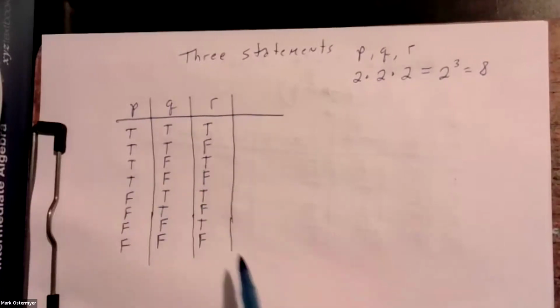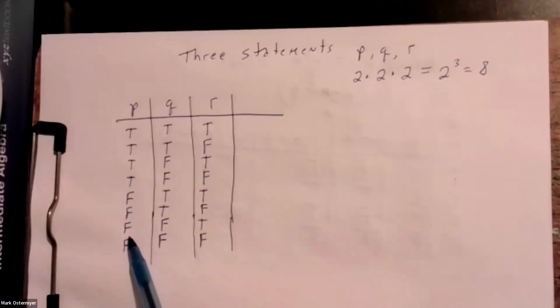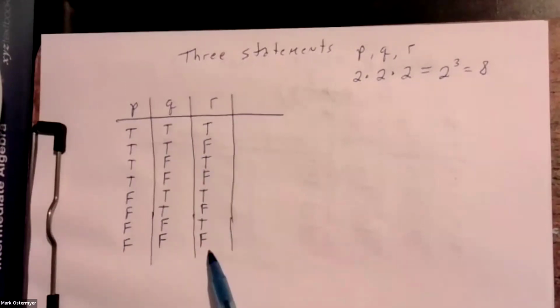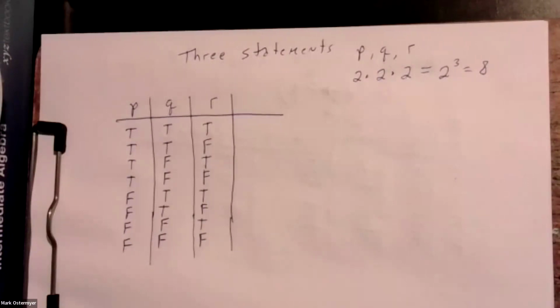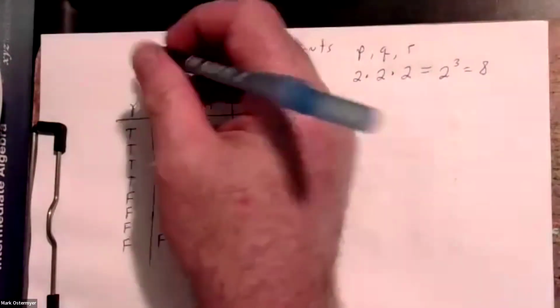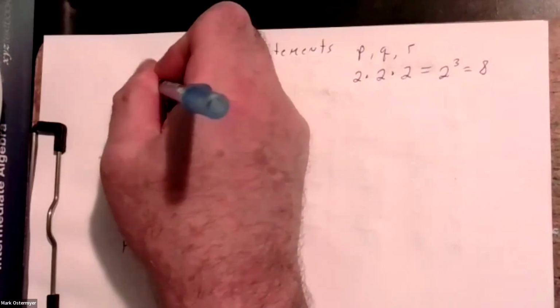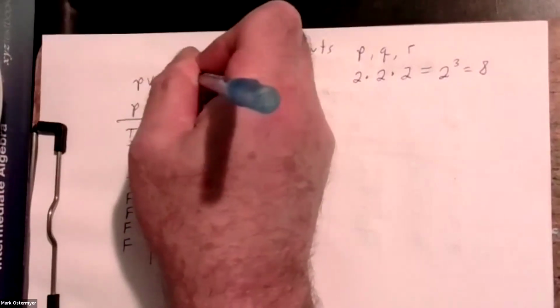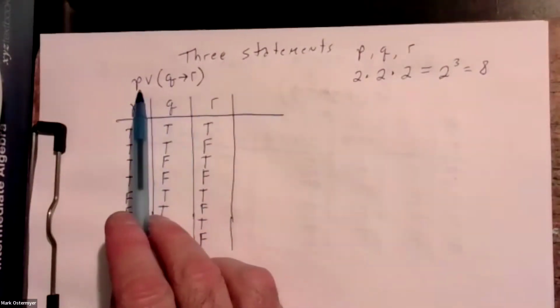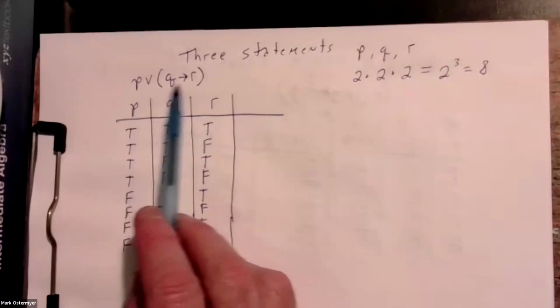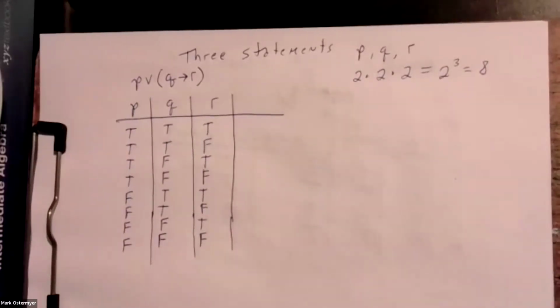So the P, Q, and R columns for a three-statement compound situation will always be labeled this way: P column, Q column, R column. It'll never change from problem to problem to problem. That'll always be the same. All right. Shall we build a truth table then? How about a truth table for this statement here? Does anybody want to translate this into words for us? How to translate these symbols into words? What's that saying?